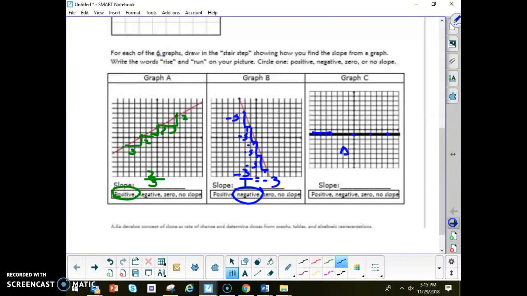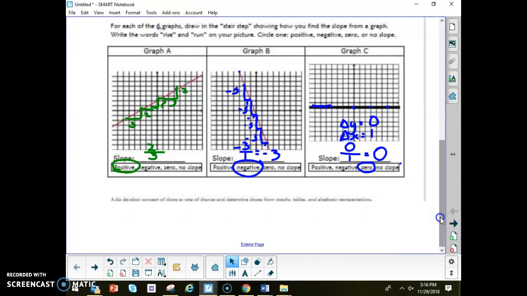So the delta y, the change in y, is 0. The change in x is 1. So the slope is 0 over 1, which is 0. So in this case, the picture has a 0 slope. Okay.